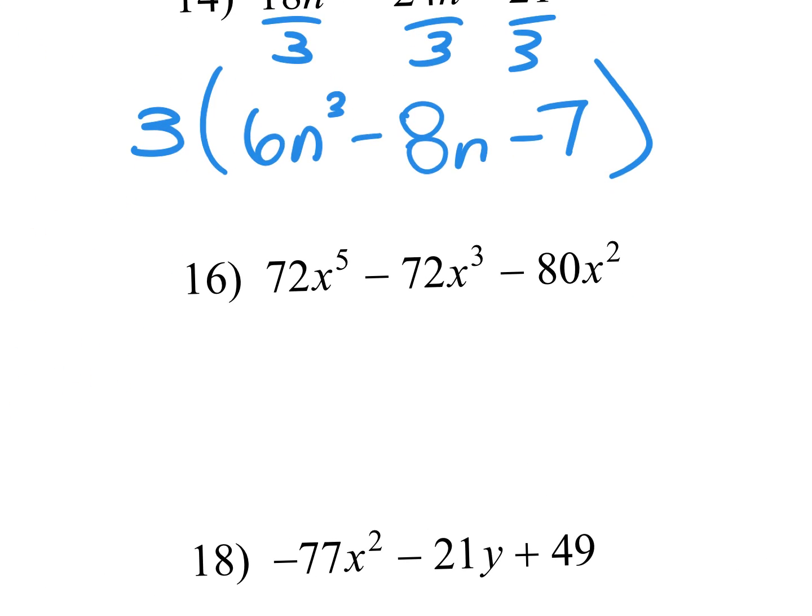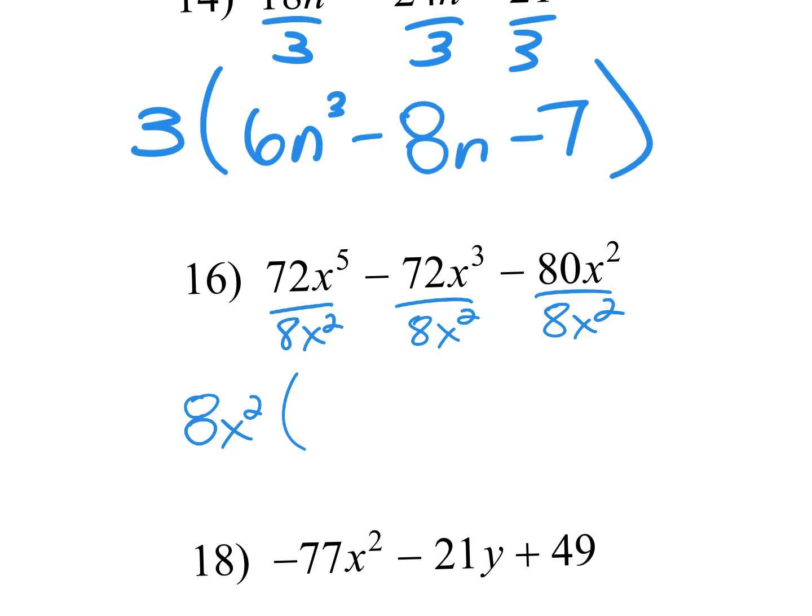Same process. What number goes into 72, 72, and 80? Agreed, 8 does. Can I take out any letters? X what? Squared. Awesome. So divide 8x squared, 8x squared, 8x squared. Good job. So that 8x squared comes right out in front here.